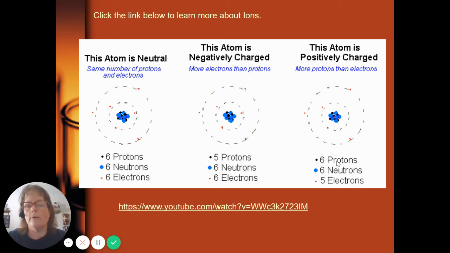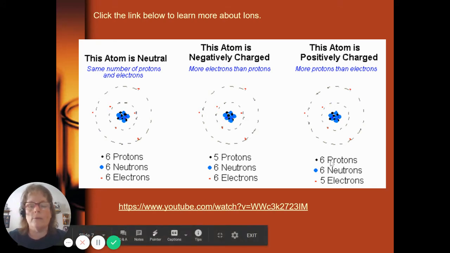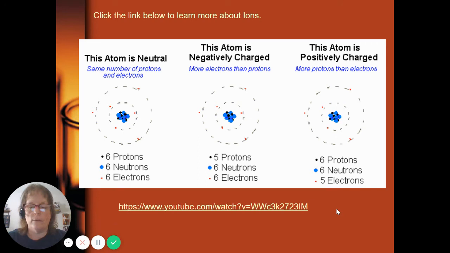This last one here is showing an atom that had 6 protons, but it only has 5 electrons. So it has lost an electron. And in that case, now it has that extra positive charge in the nucleus, which is going to make it a positively charged ion. Again, it only has to do with the electrons. Protons don't go anywhere. They stay in the nucleus.